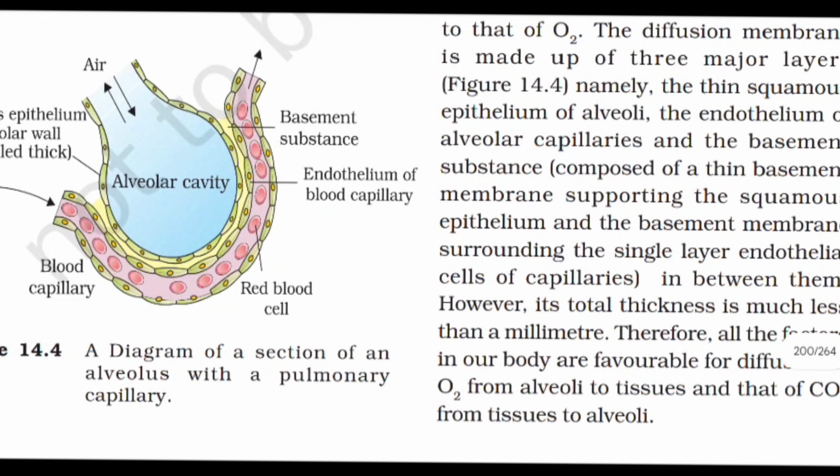However, its total thickness is much less than a millimeter. Therefore, all the factors in our body are favorable for diffusion of O2 from alveoli to tissues and that of CO2 from tissues to alveoli. So here you can see a diagram of a section of an alveolus with a pulmonary capillary.